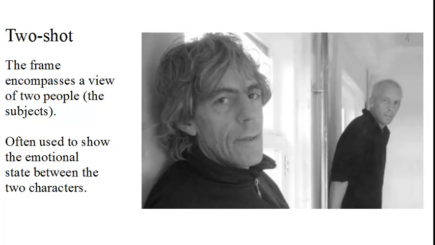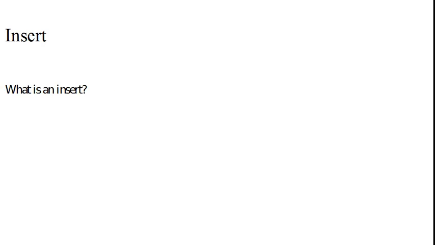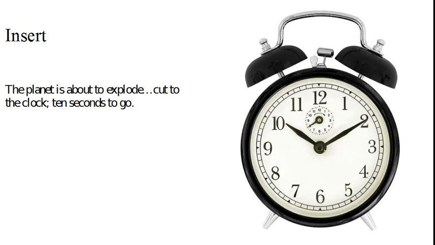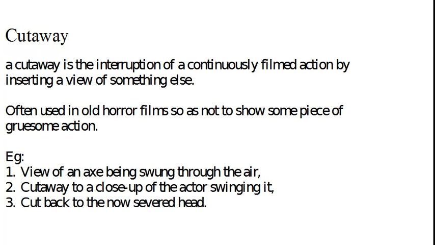A two-shot, as the name suggests, encompasses two people in the shot. And an insert is something slightly different. So an insert is, this is sort of the classic James Bond moment. The planet's about to blow up, cut to the clock, 10 seconds to go, and that's an insert. Cutaway, slightly different, but very similar in concept. A cutaway is where you're cutting away from the action, often because you don't want to show something particularly gruesome or unpleasant.